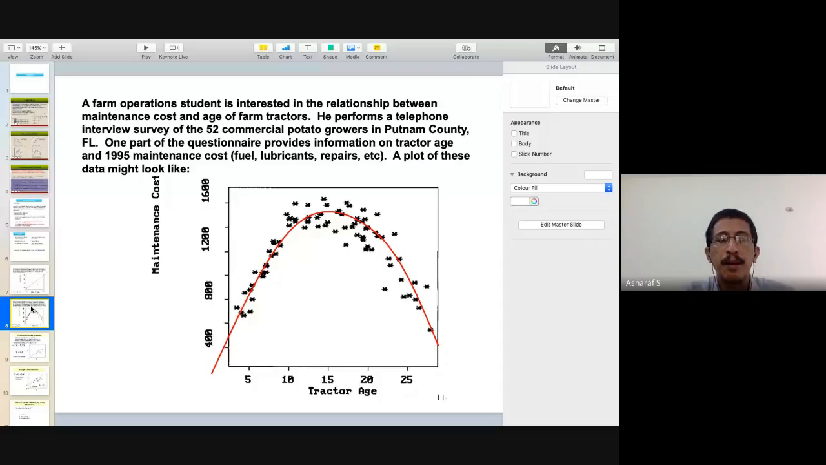So another example of the relationship that exists between a dependent variable and an independent variable, because we are considering the simplest among the cases. A farm operations student is interested in the relationship between the maintenance cost and the age of farm tractors, right?